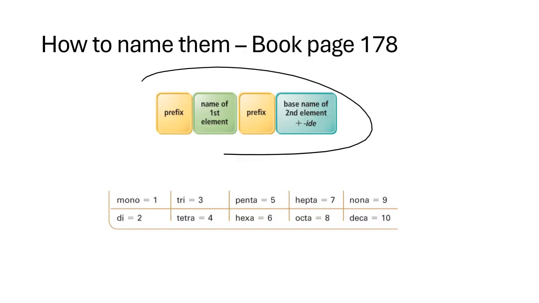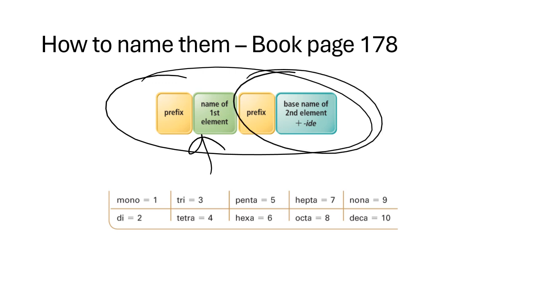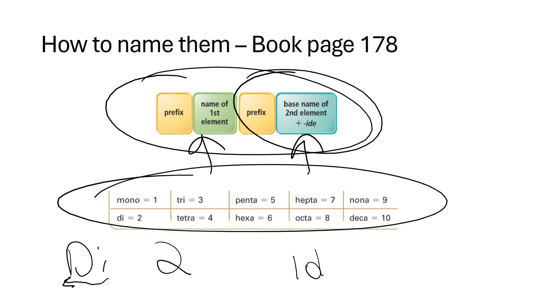So here, prefix, name of the first element, prefix, name of the second element, -ide. So these again are diatomic, -ide. I don't know a good way to remember it because students forget it all the time. So if it's di, meaning just 2 elements, the word backwards is ide. So yeah, these prefixes you've got to know, but nothing too tough.